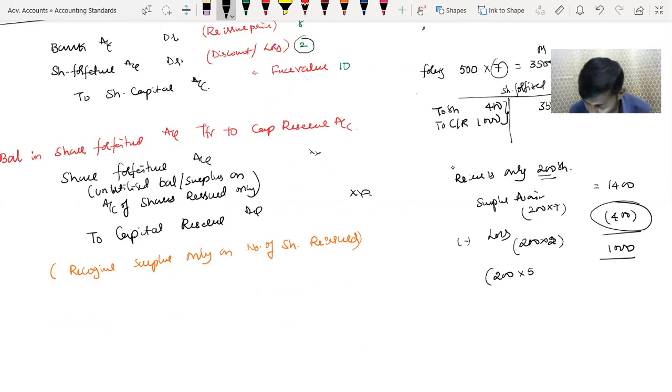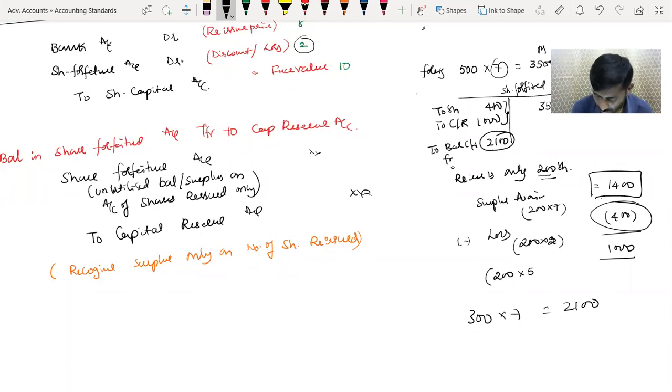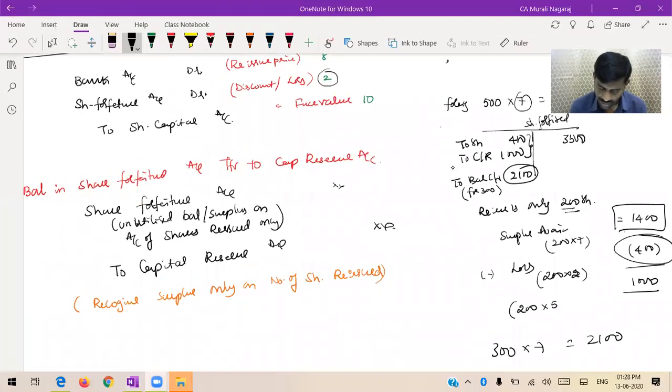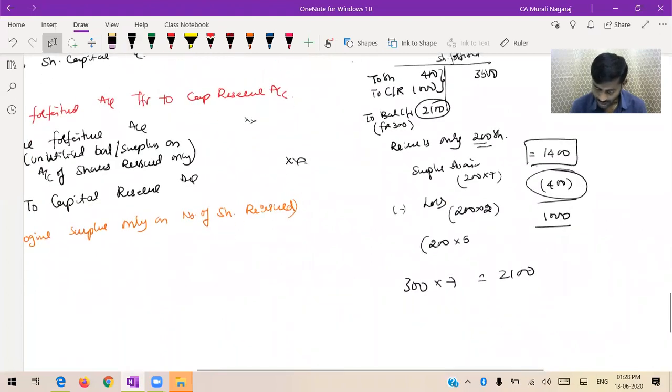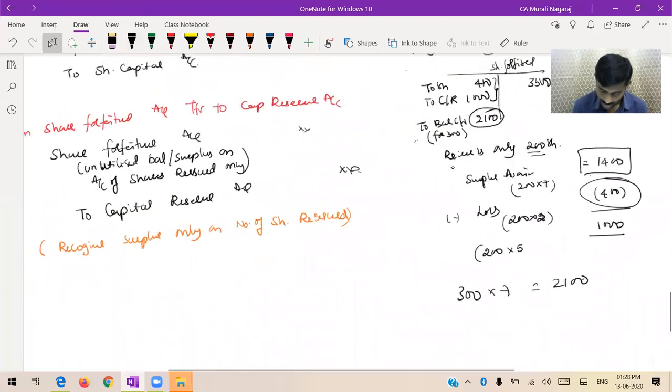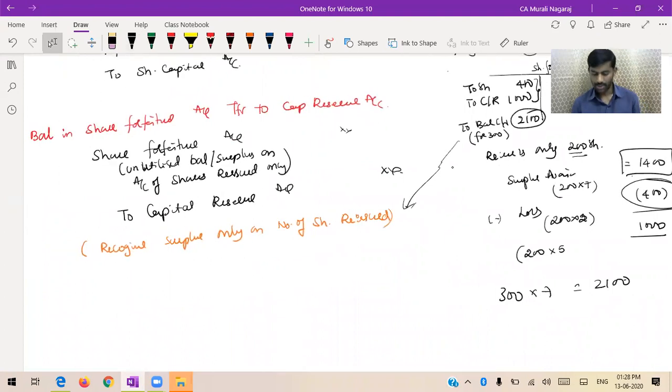So for 1,400 I am supposed to eliminate. For the still 300 shares into 7 rupees, which is 2,100, it has to be carried down as balance. It's supposed to be carried forward for 300 shares, which is unutilized. Friends, are you understanding? So this is the meaning of this note: recognize surplus only for the number of shares reissued. If it's partly reissued, you're supposed to calculate profit or loss only for the reissued shares.